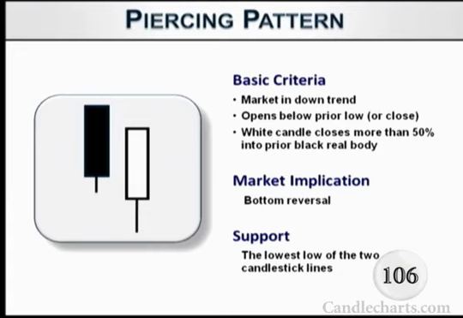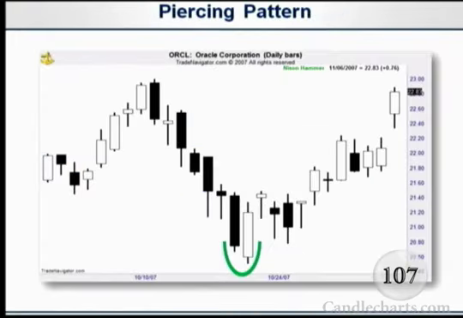It's a potential bottom reversal signal, and we use the lowest low of the two candlestick lines as a support area, just like we would with the bullish engulfing pattern. And here we have a piercing pattern. It gets more than halfway into the black real body.